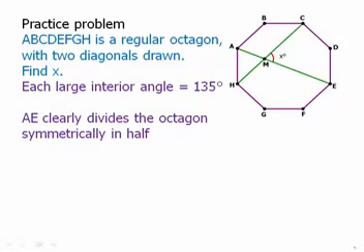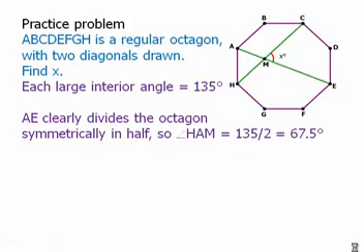Clearly, diagonal AE divides the octagon symmetrically in half. It's a mirror line for the whole octagon. So that means it must bisect the angle at A. So HAM, that little angle, has to be the bisected 135 degrees. Well, 135 degrees divided by 2 is 67.5 degrees. So that is the angle HAM, this angle right here. So we have found that angle. Now put that aside.